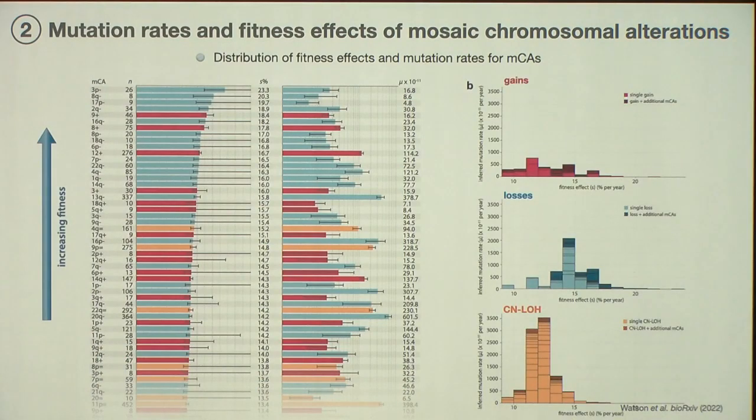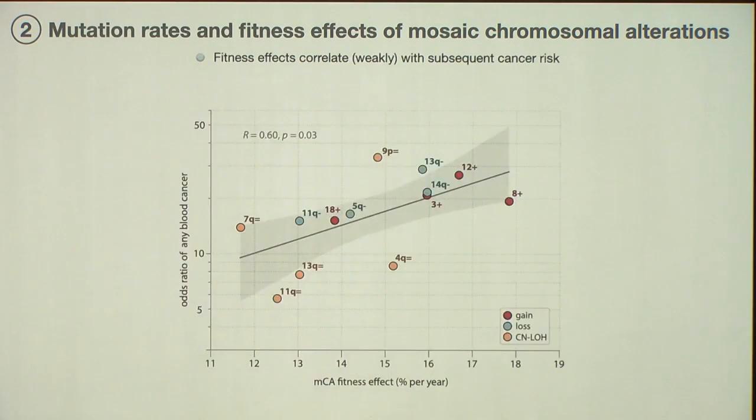And what you can do then is build up a quantitative picture of the distribution of fitness effects broken down by mutation rate for the gains, for the losses, and for the copy-neutral loss of heterozygosities binned by chromosome arm here. What you basically see is that gains and losses occur at a lower rate, but confer greater growth advantages to the cells compared to copy-neutral loss of heterozygosity events, which occur much more frequently, but confer a much more modest selective advantage to the cells.